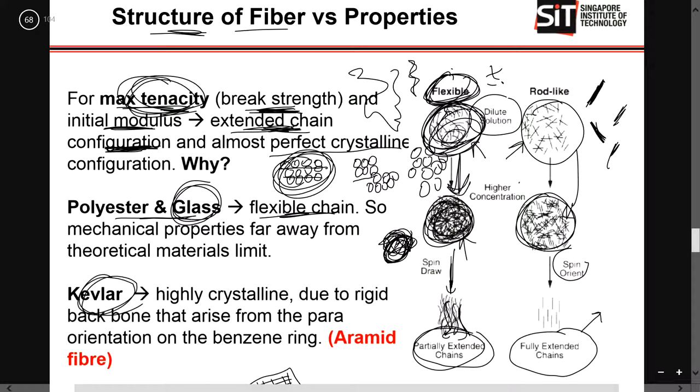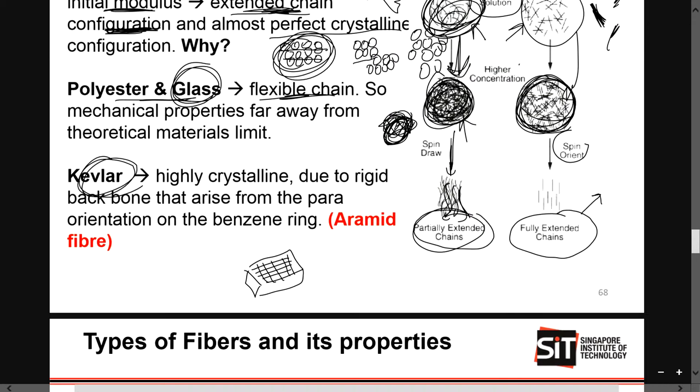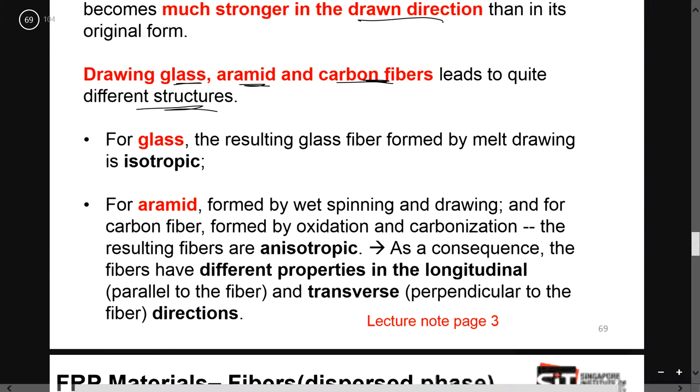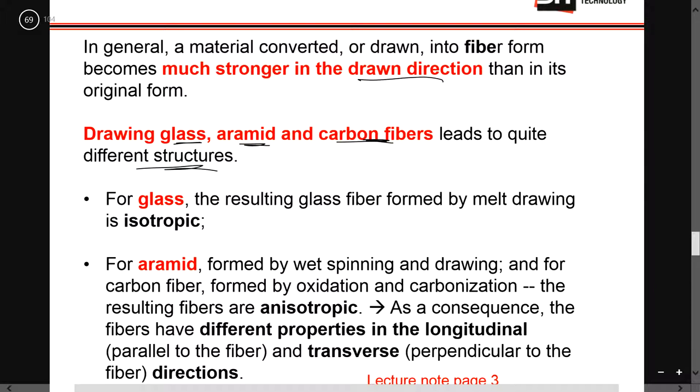So if you put more of it, it will become ball-like. For Kevlar, they are all rod-like. So if you were to put more, it will become like this: a lot of rods, mixed here and there. So this is why the method of arranging the glass, ceramic and carbon fibers gives you different structures also. So this is just the meaning of that.